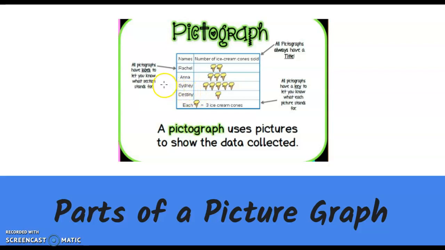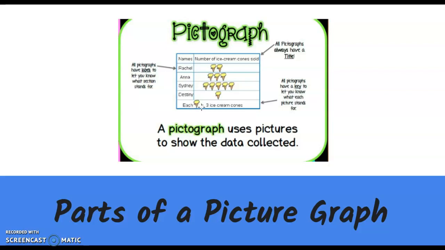So we know so far that pictographs and bar graphs have titles and labels. But now here's something that sets a pictograph apart from a bar graph. It has a key. Pictographs have a key to let you know what each picture stands for. So the key unlocks the meaning of each picture. Just like a key unlocks your door, a key unlocks the meaning on a pictograph.